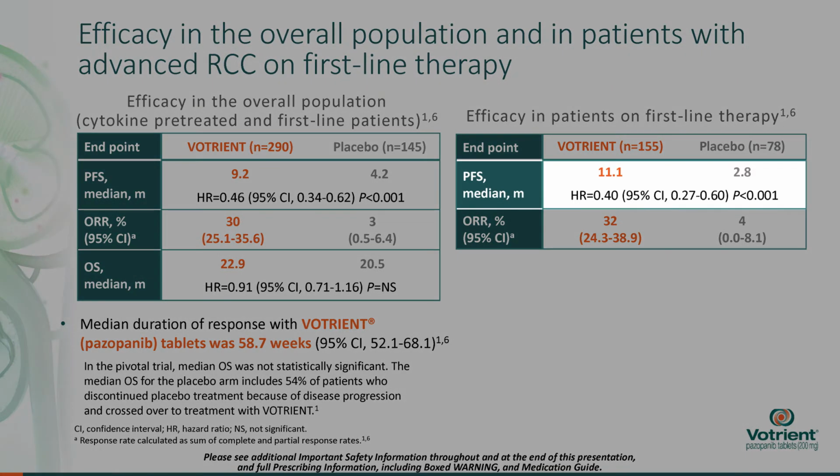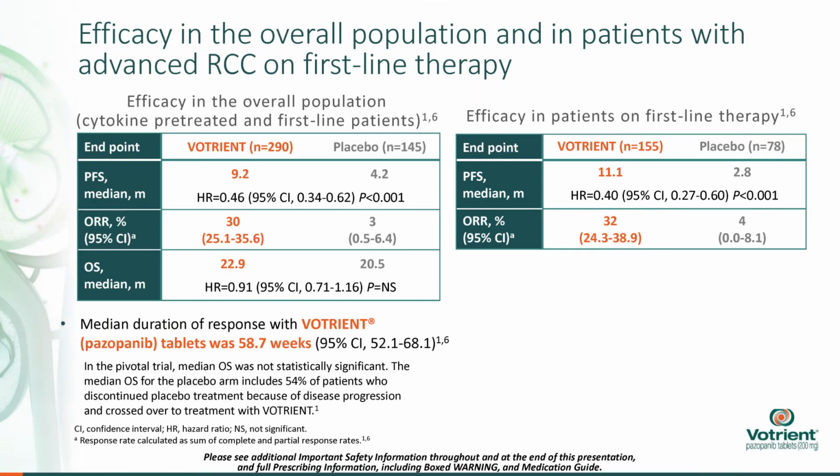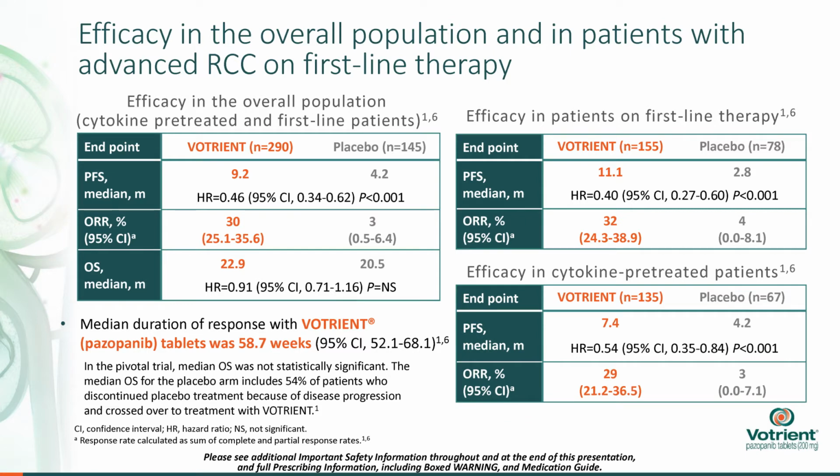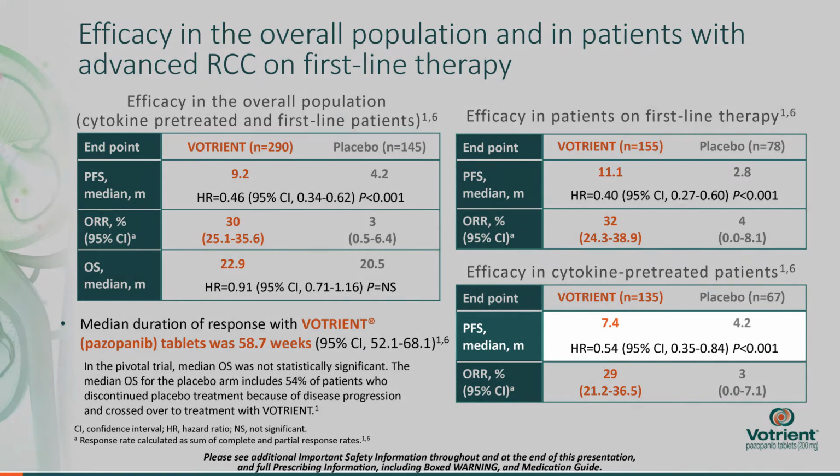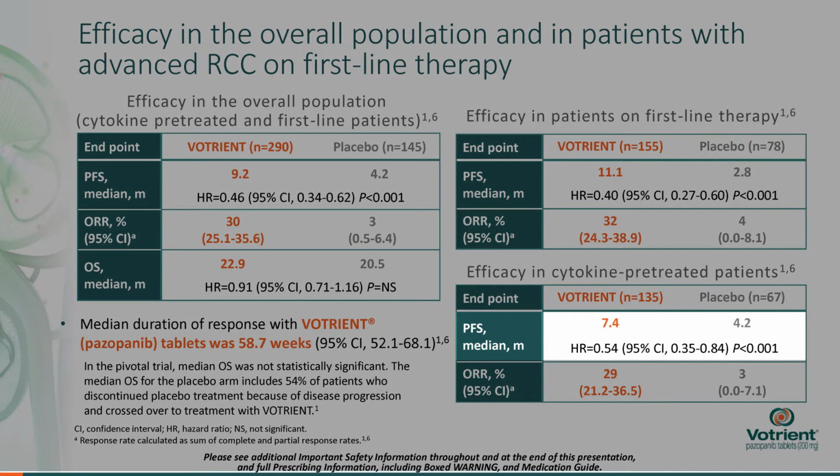The median PFS was 11.1 months for Votrient versus 2.8 months for placebo, which corresponds to an extension of the median progression-free survival by more than 8 months. In cytokine pretreated patients, the median PFS was 7.4 months for Votrient versus 4.2 months for placebo.